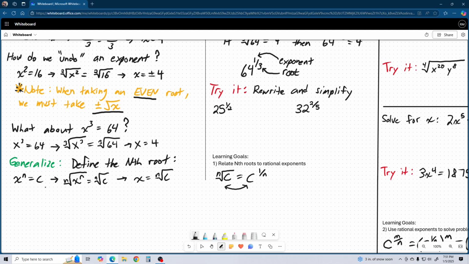So this is a general rule. If you understand this rule here, if you understand that x to the n equals c will turn into x equals the nth root of c, then you're good. You understand everything that you need to understand from the first part. You understand what an nth root is in concept well enough so that we can start comparing these things. All right, so cool. So there's nth roots.